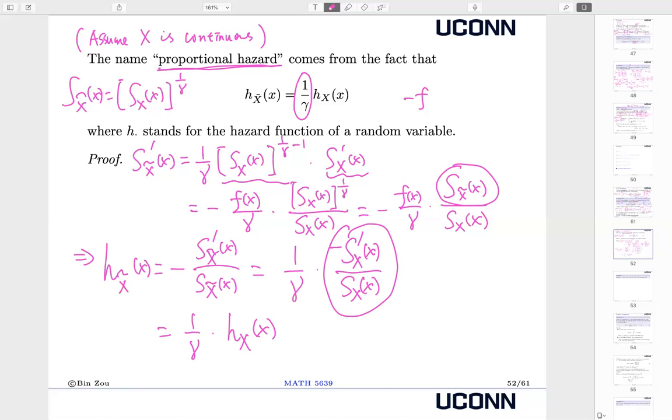And from here, you can easily see why I mentioned in the last slide that when we apply pH, we push up the survival function and we increase the mean. You can also tell from here, because gamma is greater than 1. Equal to 1 is the trivial case, which means you don't do anything.